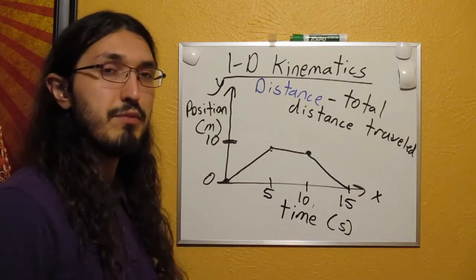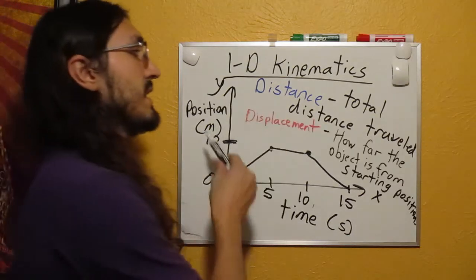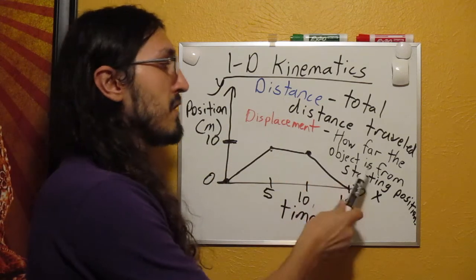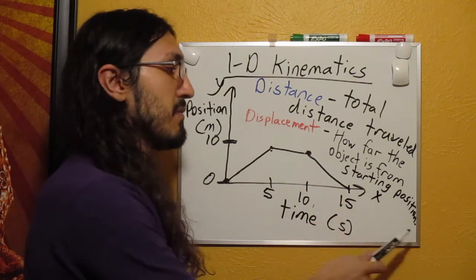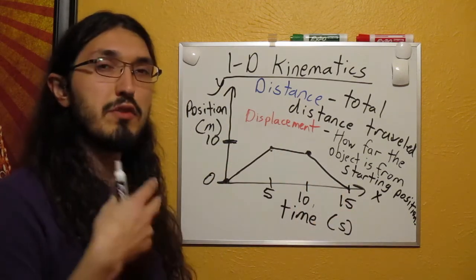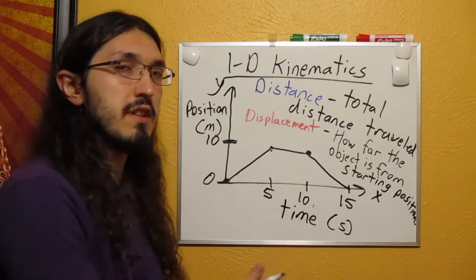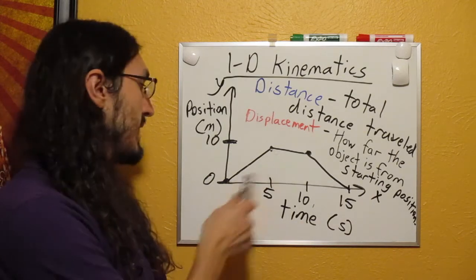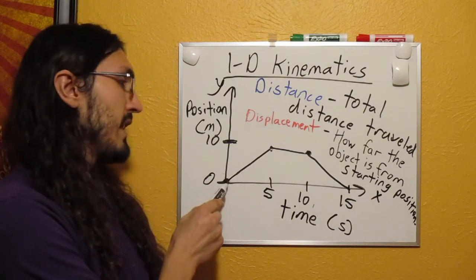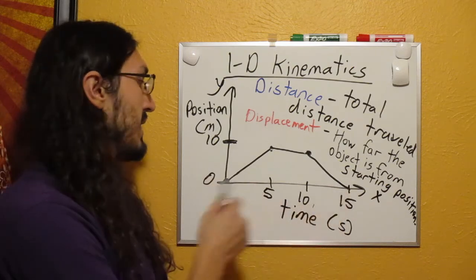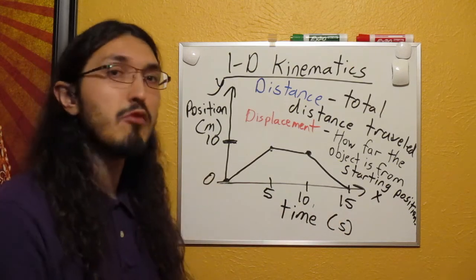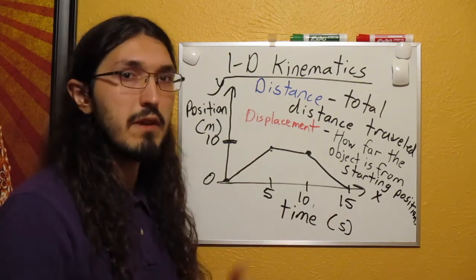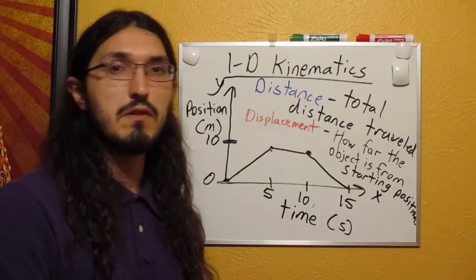The other term I brought up was called displacement. Alright, the displacement is how far the object is from the starting position. If I wanted to know the total displacement of the squirrel over this journey, well, I know that it started at position 0 meters and it ended at position 0 meters. So since it ended up where it started, it didn't really go anywhere, so its displacement would be 0 meters.